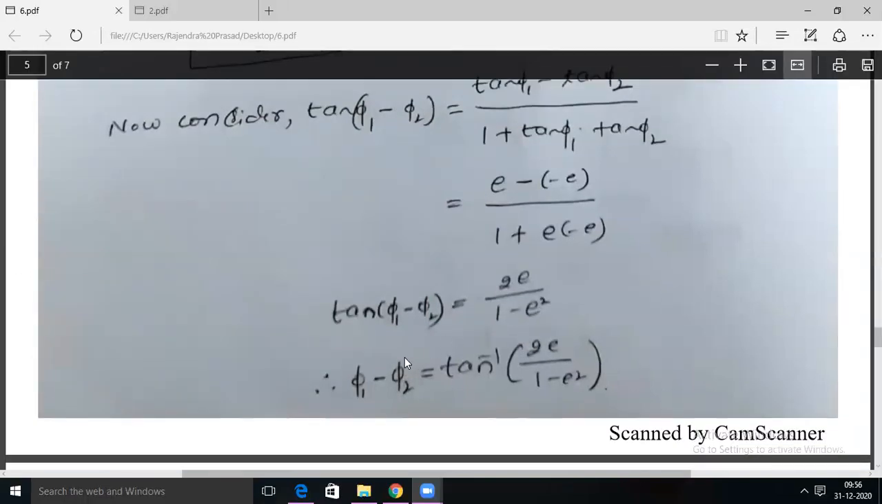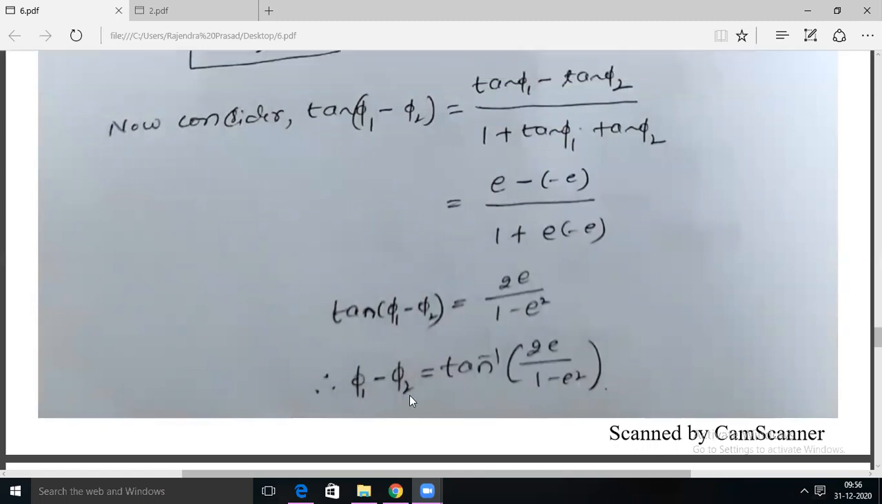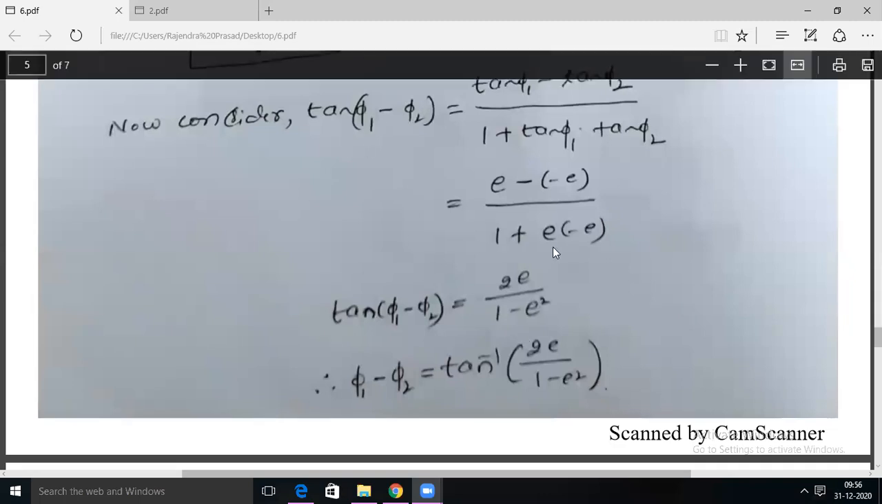So we want here the angle of intersection, that is phi 1 minus phi 2. Phi 1 minus phi 2 is equal to, this tan goes to RHS, so we get tan inverse of 2e upon 1 minus e square. Right? Angle of intersection phi 1 minus phi 2 is equal to tan inverse of 2e upon 1 minus e square.